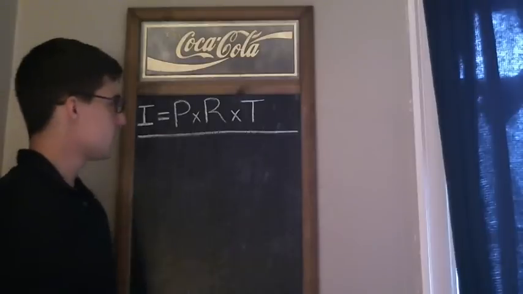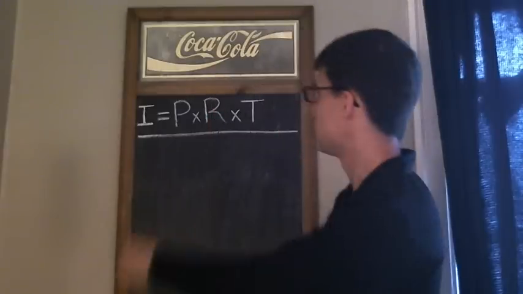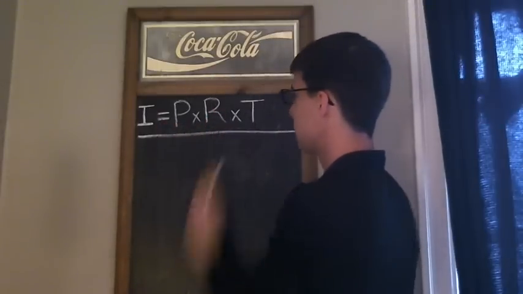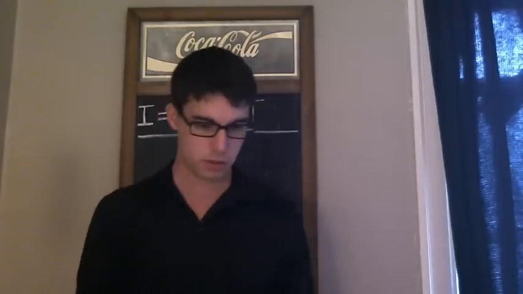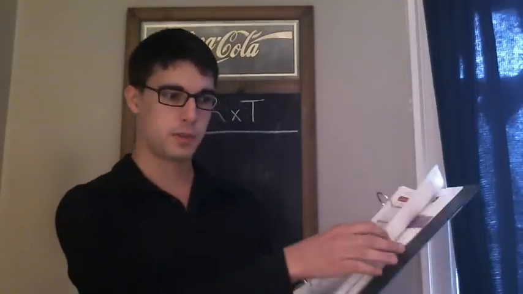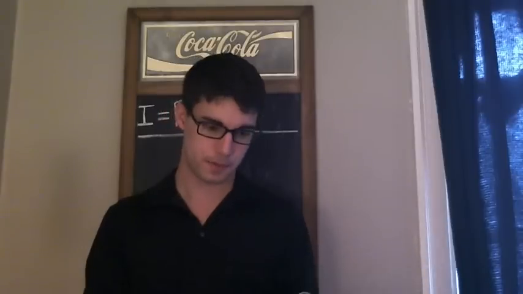So again, here's your formula. Interest equals principal times rate times time. Now if you all would just do me a favor and turn to page 309 in your textbook. Again, budget cuts, so you may have this paper one that you have to put in a binder yourself.